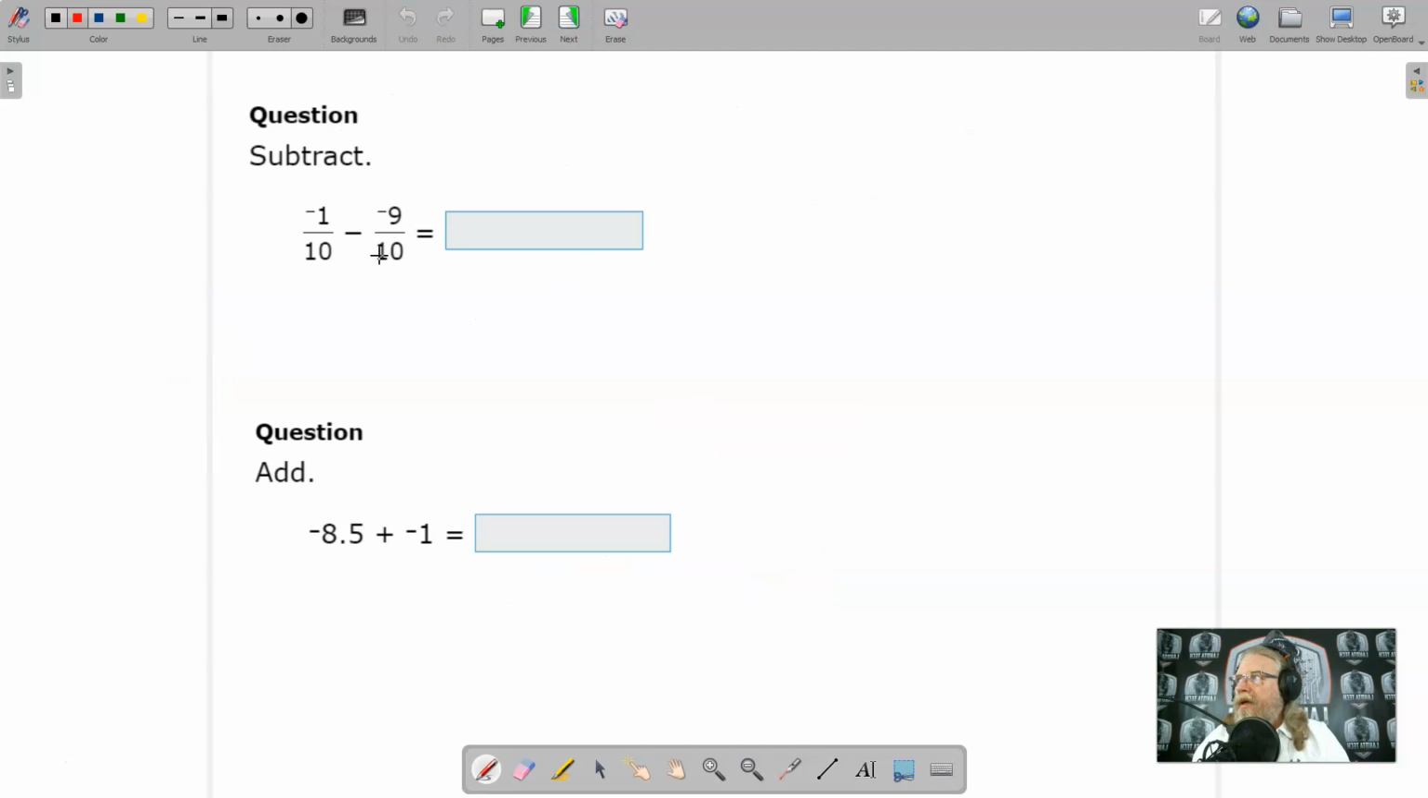On the next problem, I have negative 1/10 minus negative 9/10. So let's go ahead and rewrite this over here. Let's start off with negative 1 over 10. And we're going to subtract from that negative 9 over 10. And let's go ahead and do a strategy that we've done before. Let's keep the first one the same, negative 1 over 10.